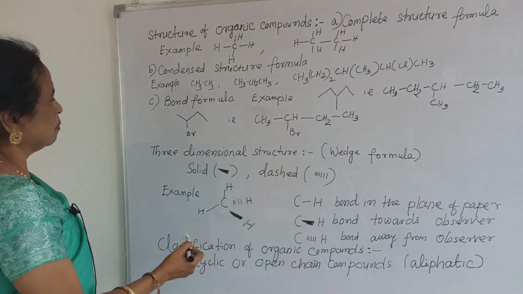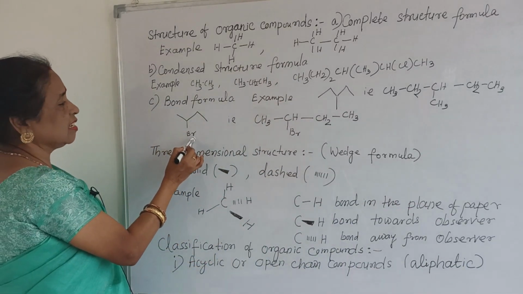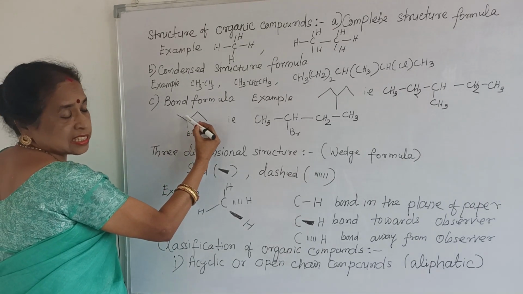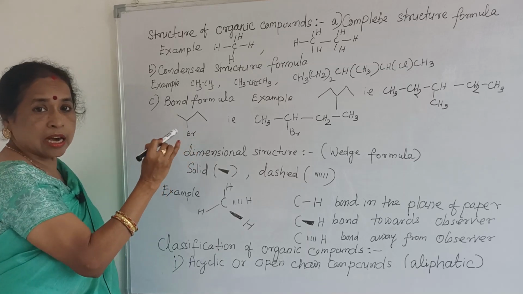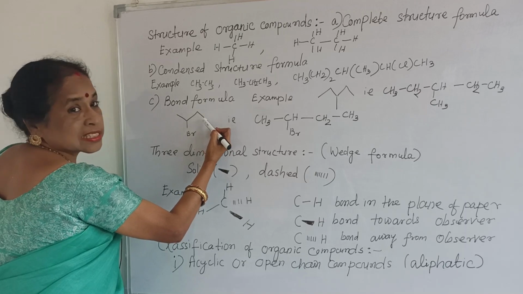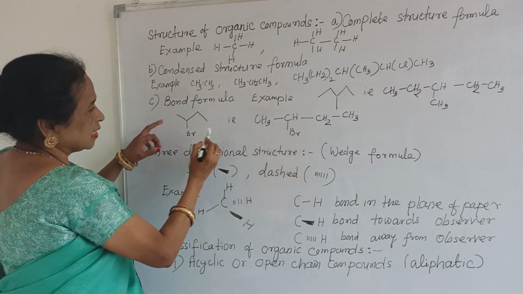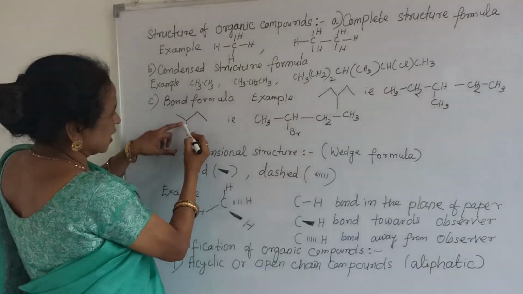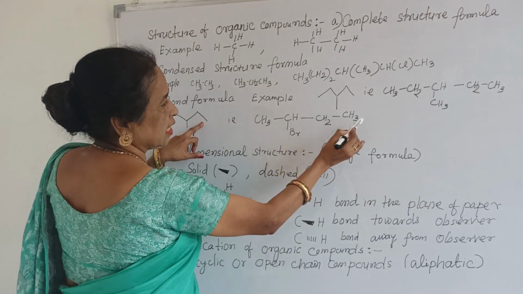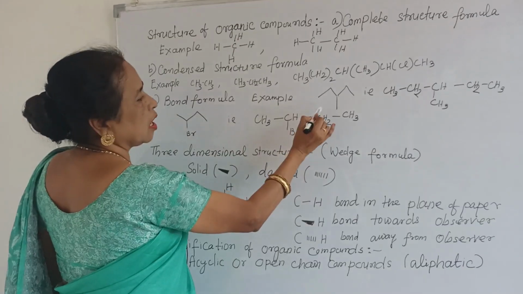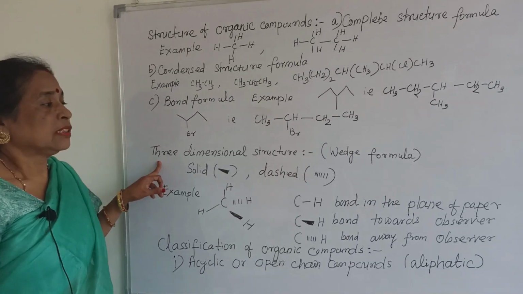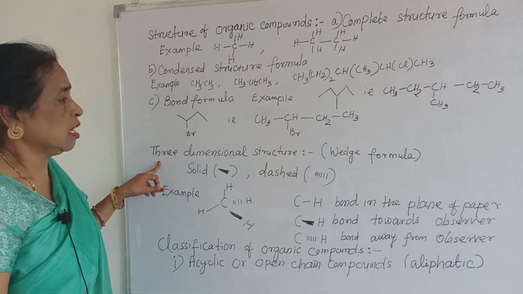Suppose another example where bromine is indicated here. Again see, this part is CH3 and this is CH, that means bromine as a substituent, and this is CH2 and this is CH3. Again see here CH3, CHBr, CH2, CH3. This is the bond formula of these two structures. Then come to three-dimensional structure.